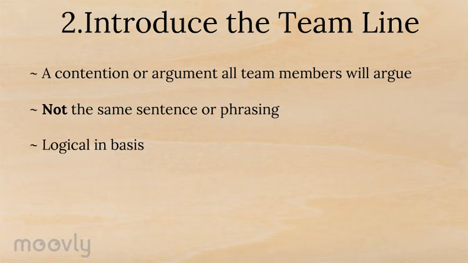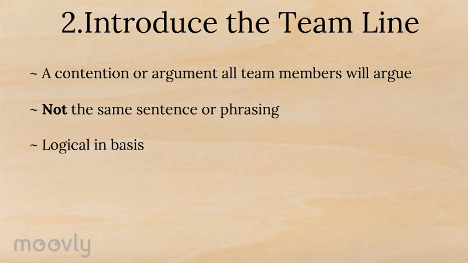The team line is essentially a contention or argument that all team members will be stating. It is not the identical same sentence or phrasing every time over. Each team member needs to work out their own individual way of stating this team line or contention. It is really logical in its basis.